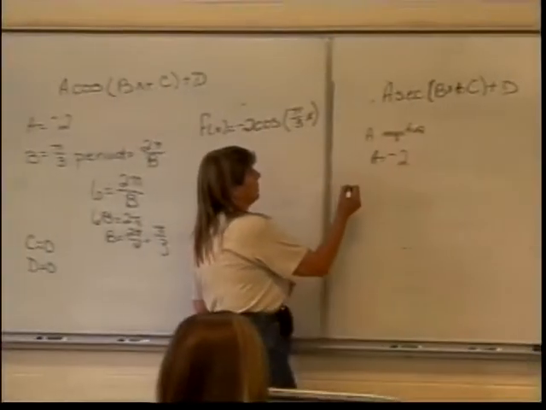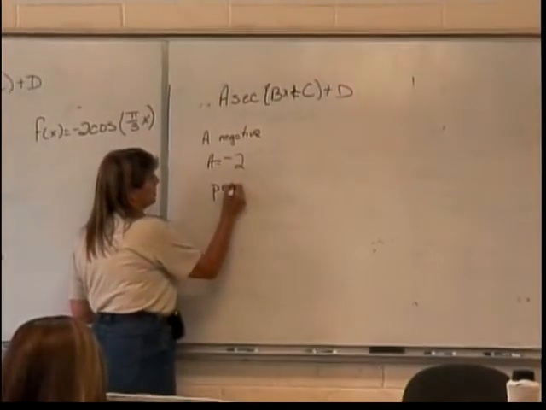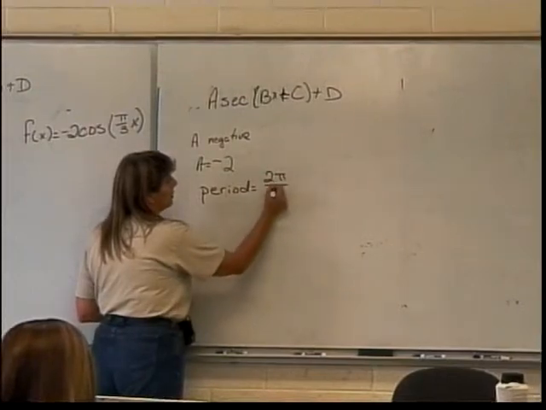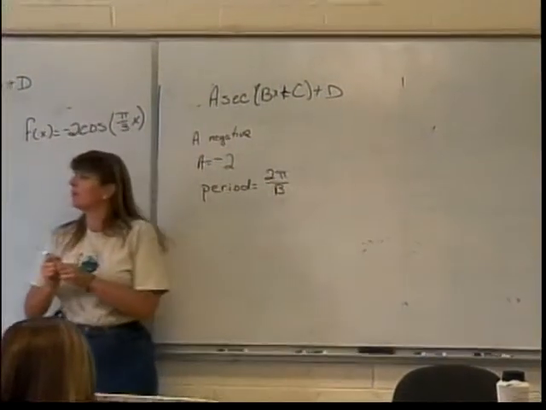B is related to the period again. Remember, the period with our secants is again 2 pi divided by b. What's the period in this case?